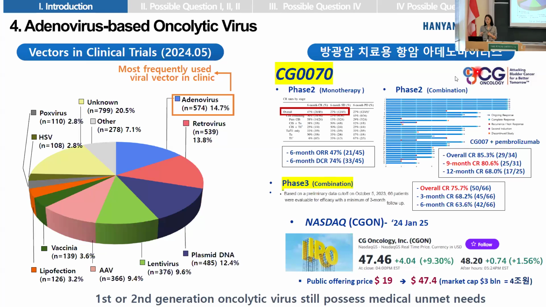CG Oncology in the USA has conducted a phase 3 clinical trial with CG0070, which is an oncolytic adenovirus, and now the company is listed on the NASDAQ. However, all those oncolytic adenoviruses are first or second generation oncolytic viruses, and they still possess medical unmet needs which need to be overcome.